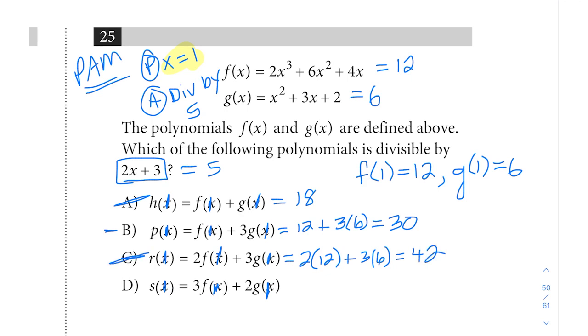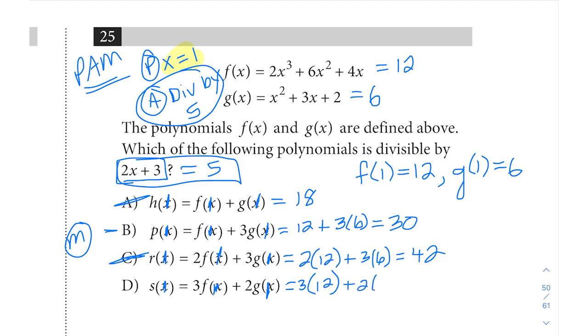For C, we'd have 2 times 12 plus 3 times 6. So that would be 24 plus 18. That's 42. That's not divisible by 5. So far, answer choice B was the only one that was divisible by 5 as we go through our matching process to see what gives us something divisible by this value. And then for D, we have 3 times 12 plus 2 times 6. So that's 36 plus 12. That'll be 48. So that's not divisible by 5 either, and our correct answer choice on number 25 is answer choice B.